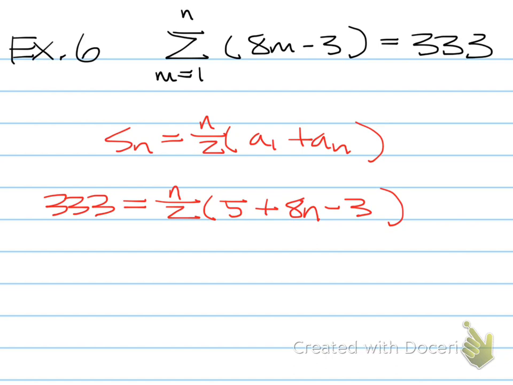And for the first term, we just replace the m with 1. 8 times 1 is 8. 8 minus 3 is 5. And then a sub n is just 8n minus 3. We just replace the m with n, the nth term. 5 plus 8n minus 3 gives us 8n plus 2.